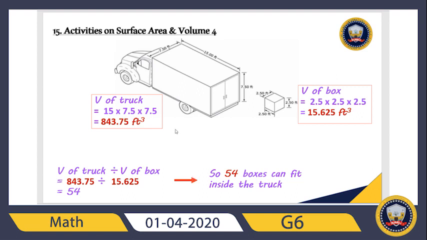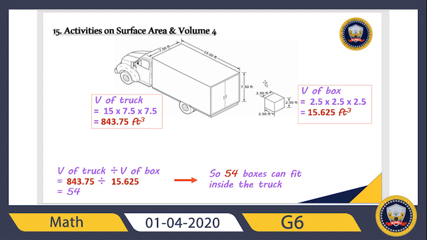So what I'm going to do first, of course, is find the volume for my truck. What is it? It is length 15 times width 7.5 times height, that is 7.5. The volume of my truck is 843.75 feet cubed. My unit here is feet, so the volume is feet cubed. Very good. Second step, I'm going to find what? The volume for my small box here. What is it? It is a cube actually. So it is 2.5 times 2.5 times 2.5, which is 15.625 feet cubed.